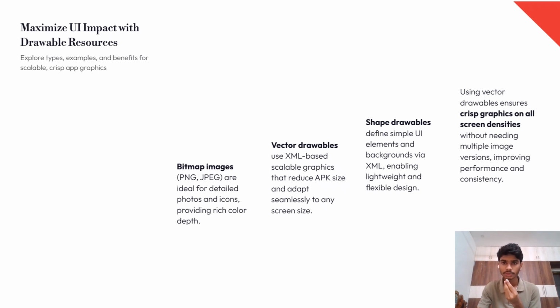Drawable resources are crucial for creating visually appealing and scalable Android user interfaces. These are the three main types of drawables: bitmap images such as PNG or JPEG, ideal for detailed icons or photos that require rich color; vector drawables, which are XML-based scalable graphics that automatically adjust to any screen size while keeping the app size smaller; and shape drawables, which define simple UI components like buttons or backgrounds through XML shapes, gradients, and corners.